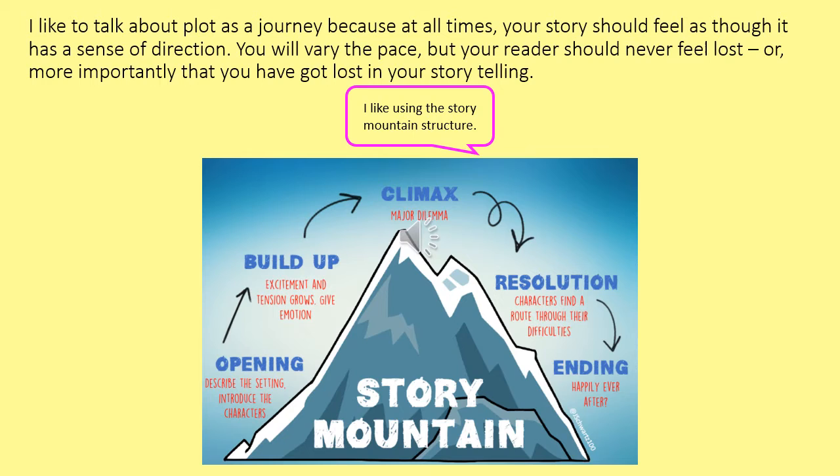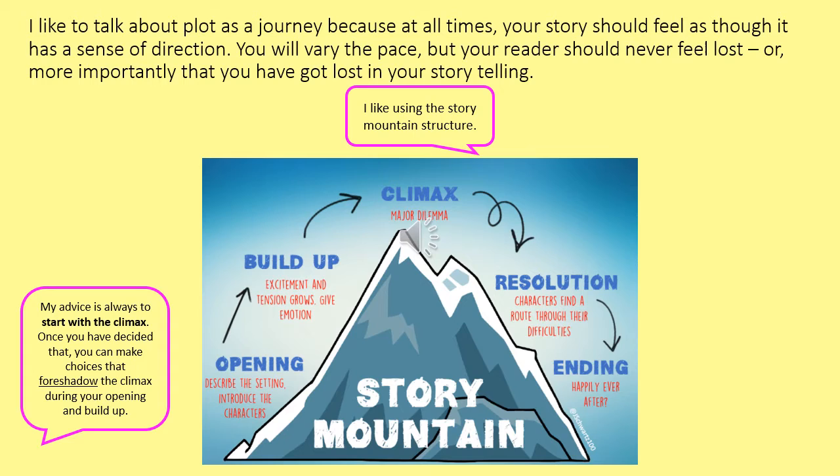My advice to learners is always to begin with the climax, which you can see here in the middle of the story mountain. The reason that this is a good idea is it means that your opening and build-up can then foreshadow the problem or the dilemma that your characters will face in the climax of the story.